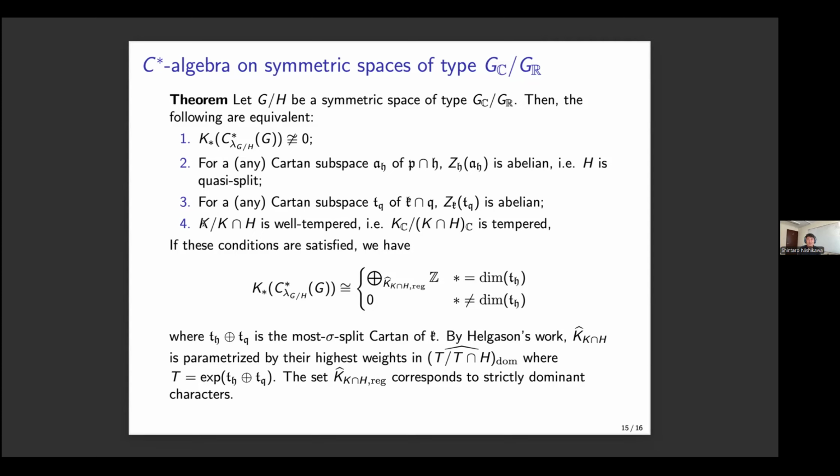It's the same as saying G mod H is GC mod GR, but there's a compact part, where K is a maximal compact of G. You take K cap H, and you get a compact symmetric space. This is of course tempered, but I'm saying it is well-tempered, meaning its complexification is tempered. If that happens, then K-theory is non-zero. If that doesn't happen, K-theory is 0. So there is a dichotomy between the two.